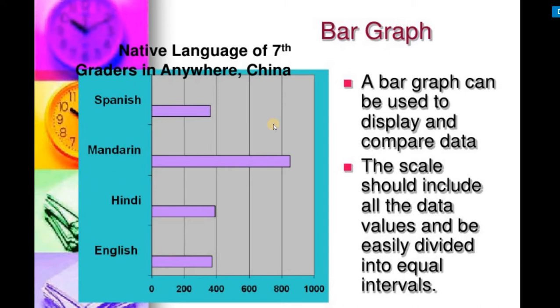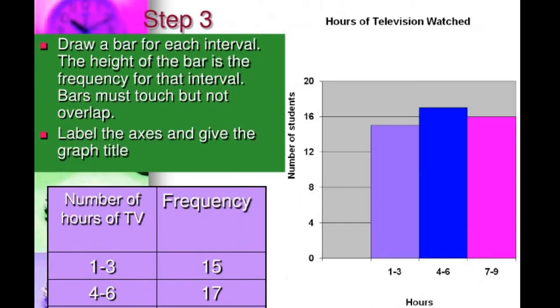Here you can see in a bar diagram these are separate bars. But in this one, this is the histogram. Here you can see 1 to 3, 4 to 6, it is continuously coming. So 1 to 3 up to here, then 4 to 6 up to here, then 7 to 9. That one is the histogram.